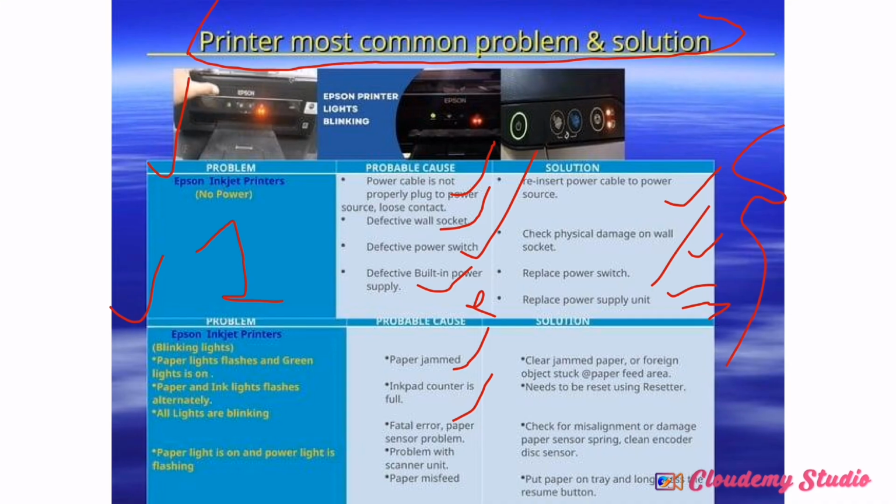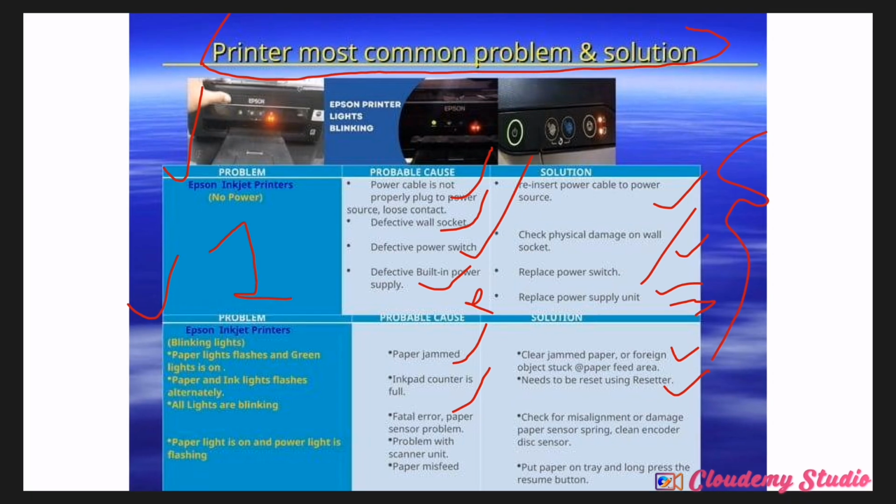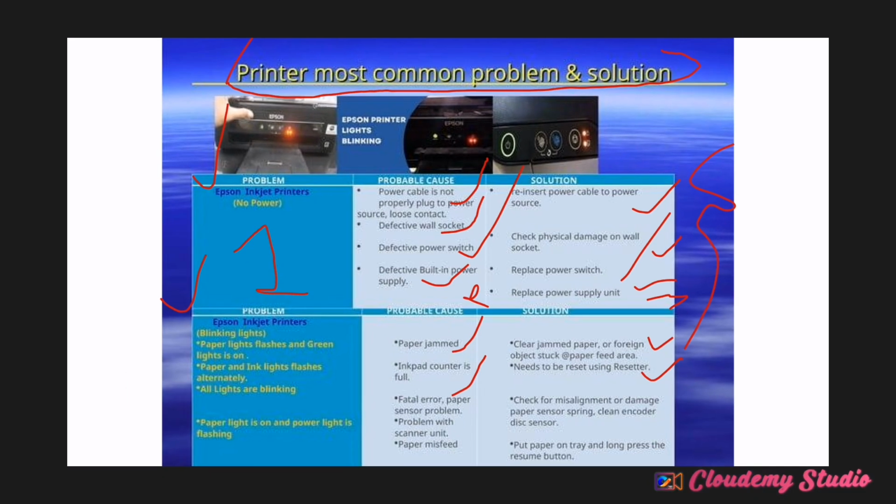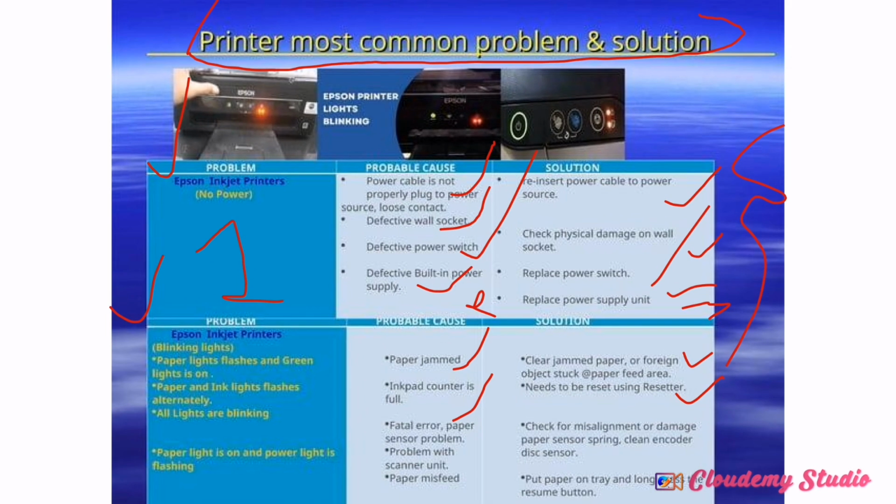Okay, so these are the problem causes. Then what are the solutions? Clear the paper jam, or objects stuck at the paper feed area. You need to reset using a resetter. Then check for misalignment or a damaged paper sensor spring. Clean the encoder, sorry, I can't see properly. Encoder disk sensor.